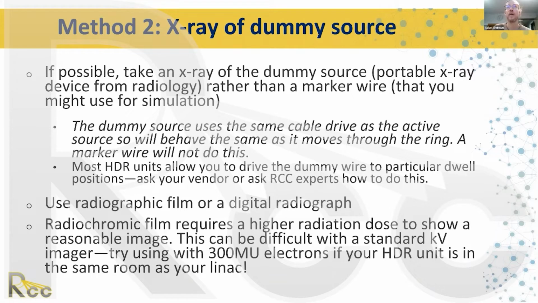Usually someone would be happy to help you take a few images for about an hour or so. Use radiographic film or digital radiograph, it's another option. Or radiochromic film if your HDR system is in the same room as your LINAC. You can still use this 300 MUs of electrons to take an image. If your HDR room is not with your LINAC, it's pretty tough to use radiographic film with X-rays, but you can still try.